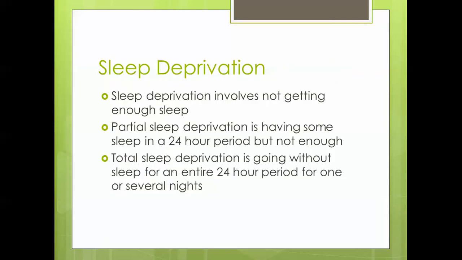So if you are sleep deprived, this means you're not getting enough sleep, and there are two different types of sleep deprivation. So partial sleep deprivation, which means you have some sleep in a 24-hour period, but not enough. Probably happened to you at some stage this week. Usually the night before you go back to school, you tend to not sleep very well, so you needed your 9 or 10 hours and maybe you only got 6. That means that you are having partial sleep deprivation. Total sleep deprivation is going without sleep for an entire 24-hour period, or for several 24-hour periods.